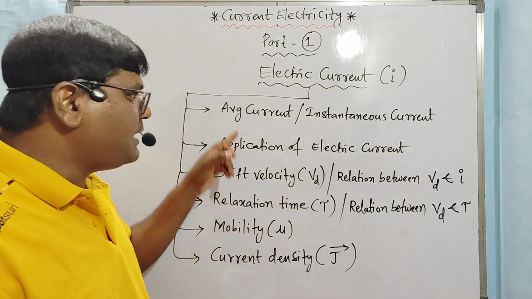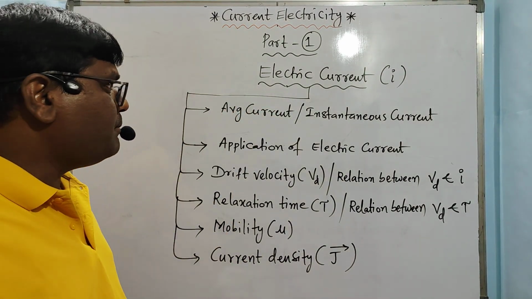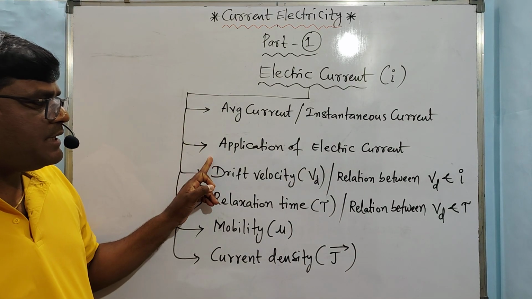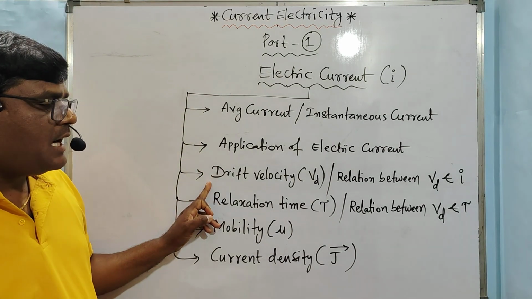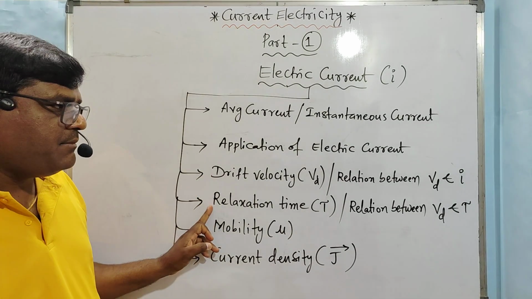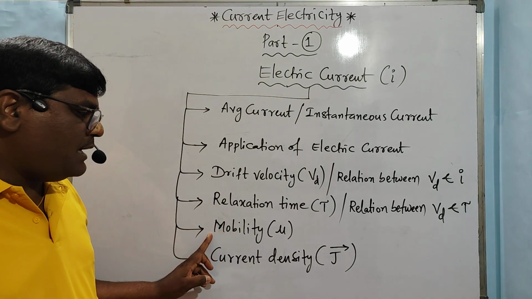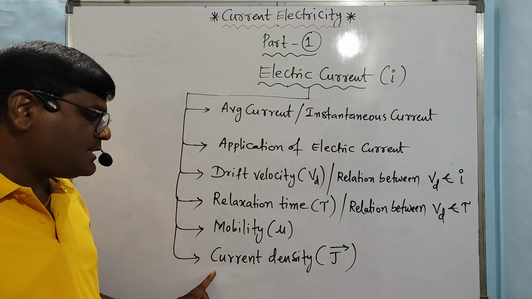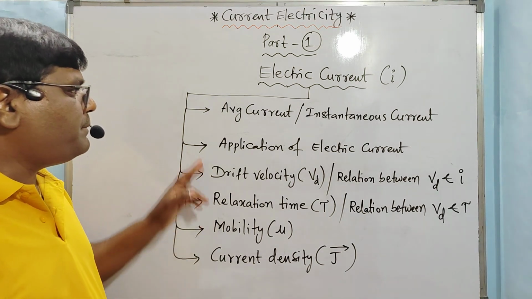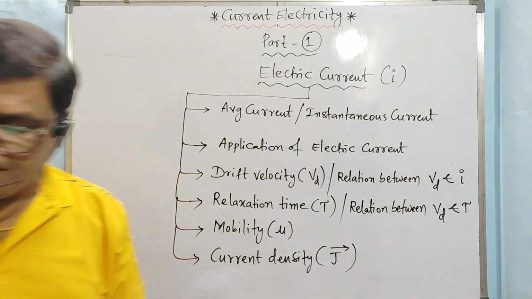We will discuss very clearly each and every part in electric current part 1 topic, right? Average current, application of electric current, drift velocity and drift velocity and current relation, relaxation time and drift velocity relation, and mobility, okay, as well as current density. These are the topics we are going to discuss now, right?